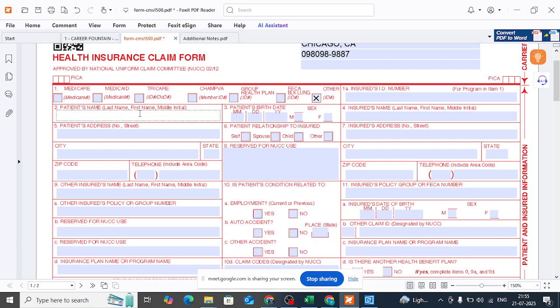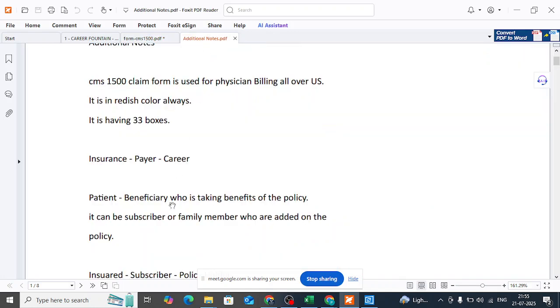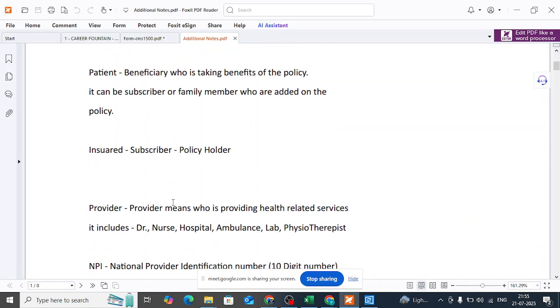Box number 2 is the patient name. There is a name format, and all over the US the name format will be different. Okay, let me check.